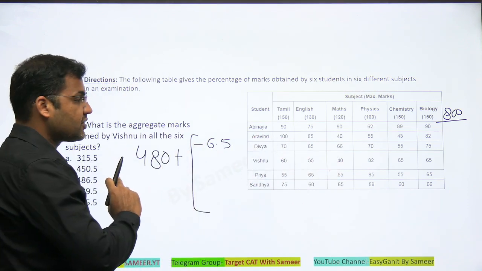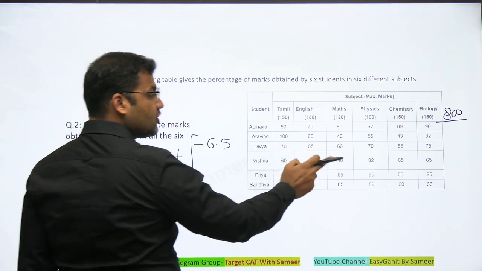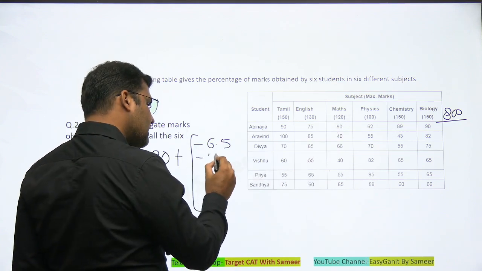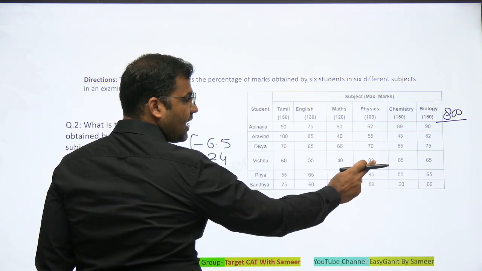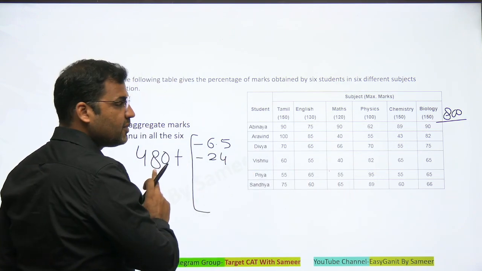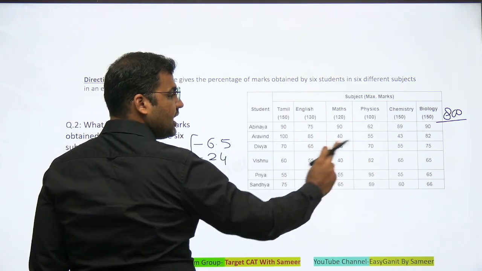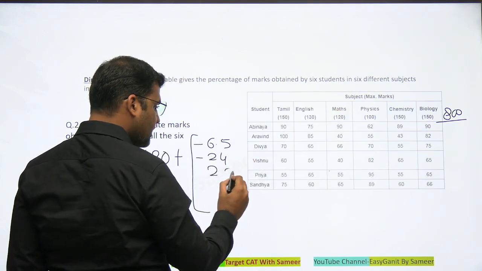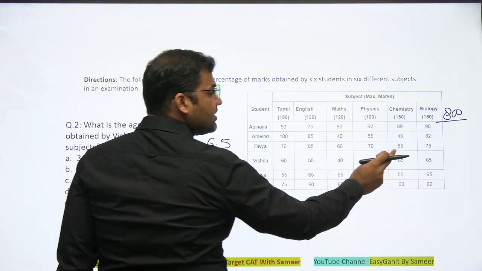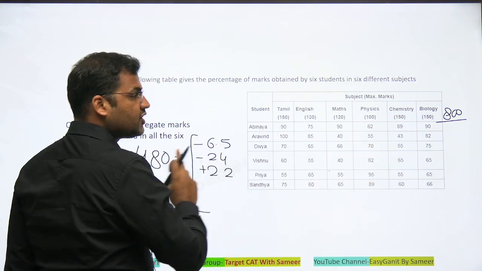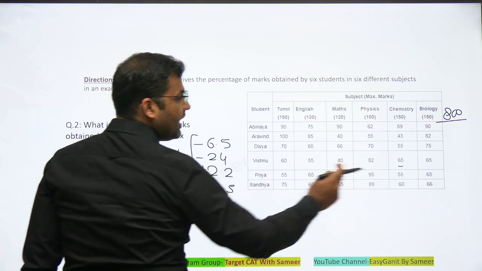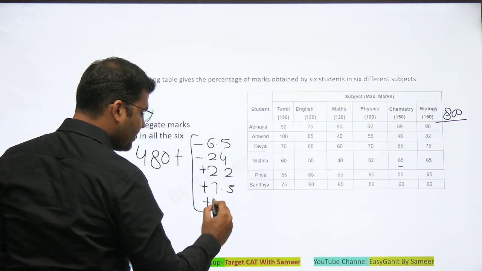Then you have 40 marks here. Marks are 65%. We have assumed 60%. So 20% less. 20% of 120 would be minus 24. Then we have 82. We have assumed 60%. 82 minus 60, that is 22% extra marks. 22% of 100 is plus 22. 65, I have taken 60%. 5% extra. 5% extra is 7.5. Here again 5% extra, 7.5.